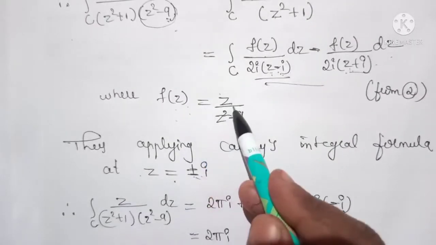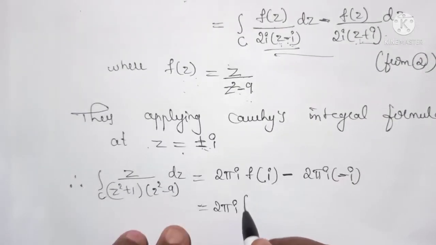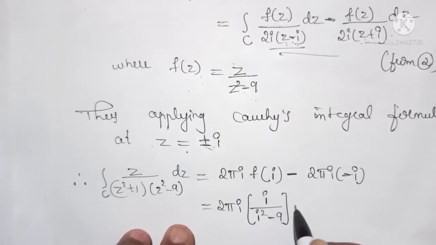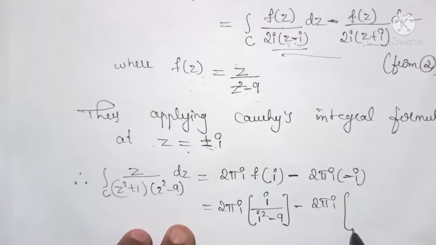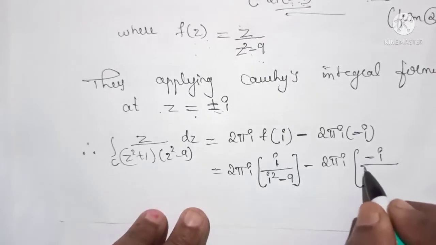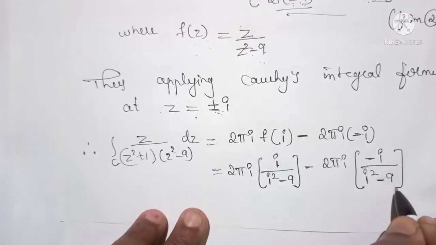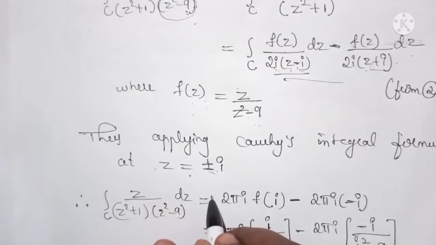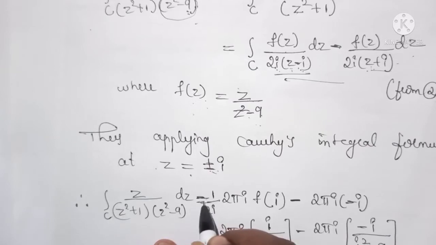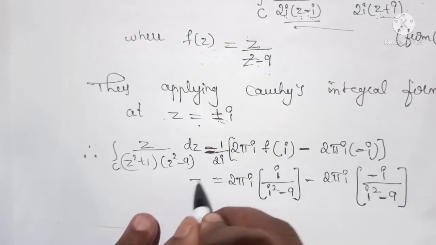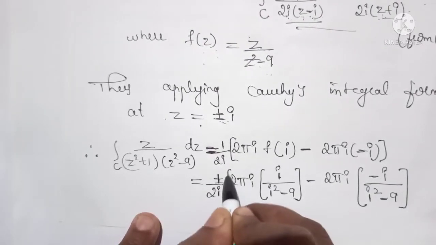Now f of z is equal to z divided by z square minus 9. So that means i divided by i square minus 9, minus 2 pi i. Again, i means it is minus i; minus i square value is plus i square minus 9. Okay. So sorry, already here we have 2i common, so this can be taken outside. So therefore we get here 2i. This is common, 1 divided by 2i.